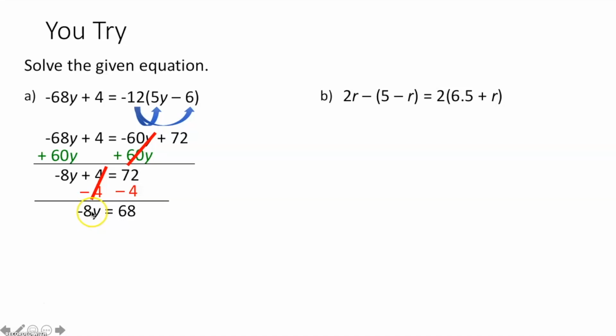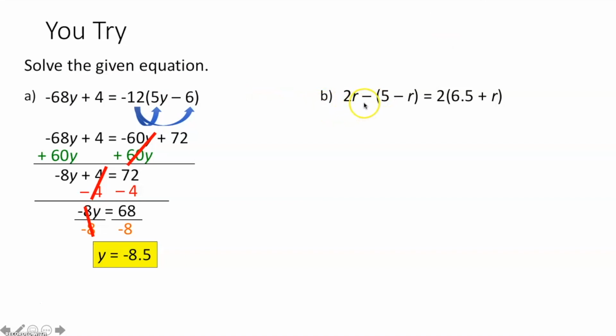Since it's negative 8 times y, what I'm going to do is the opposite, the inverse. I divide both sides by negative 8. These cancel out now, and then 68 divided by negative 8. You can simplify that as an improper fraction, or you can just realize that it's going to be negative 8.5. Again, check your answer. Plug it back in. Make sure both sides of the equation are equal.